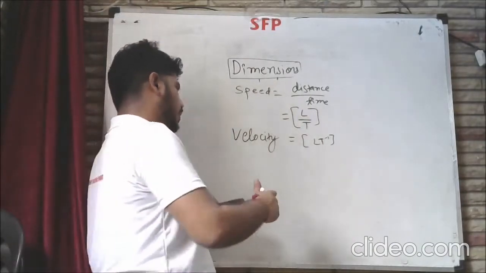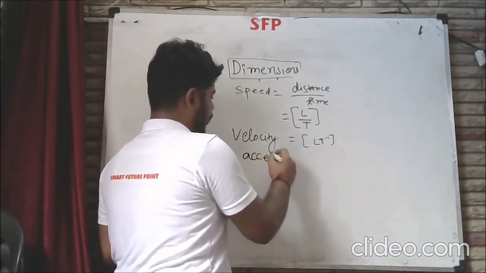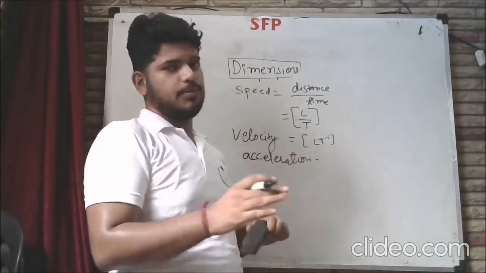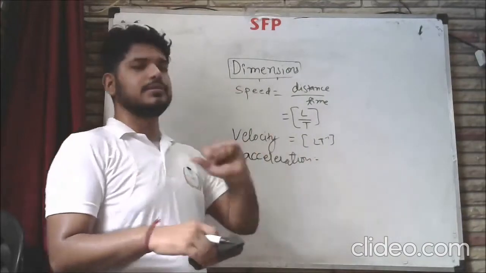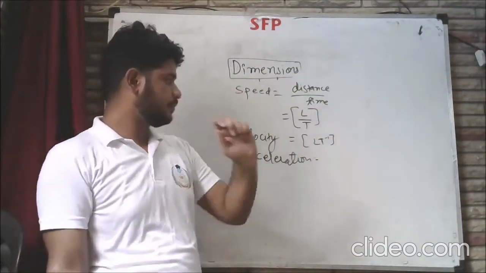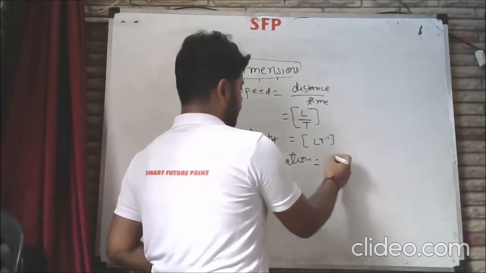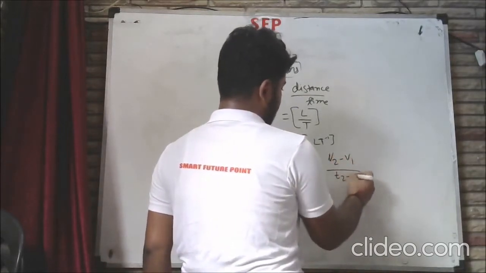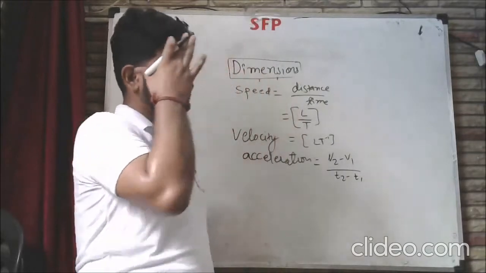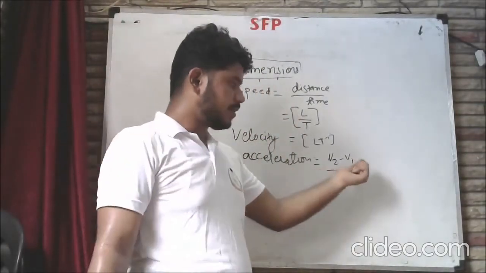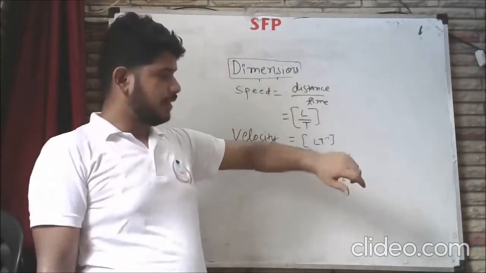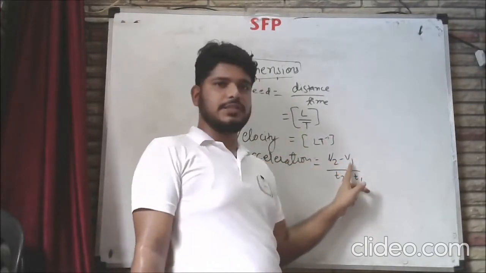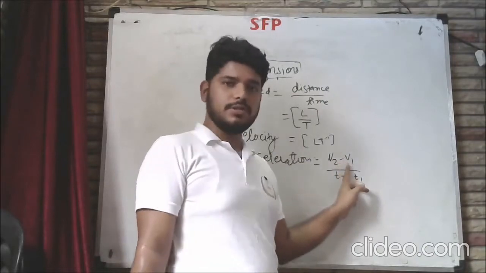Fine. Now I am going to give you acceleration to find. Find it by pausing the video and then match your answer. Acceleration is defined as change in velocity divided by time. In the last video, some students were asking: sir, we are subtracting velocity from velocity, will it not be 0?